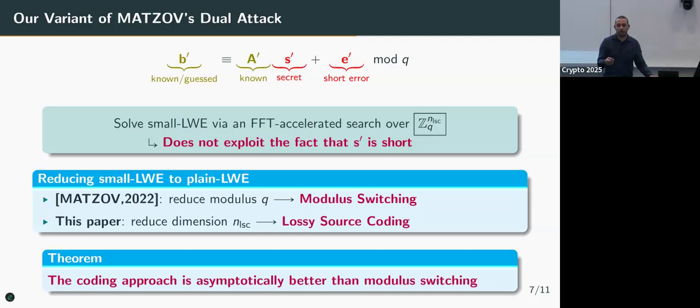For instance, in Kyber, Q is something like 3,000, and with modulus switching, they reduce to a space over Z5. In our paper, we propose another solution, which is to reduce instead the dimension of the space, so to reduce N LSC using lossy source coding, so using a lossy compression. A first result of our paper is that our coding approach is actually asymptotically better than modulus switching.